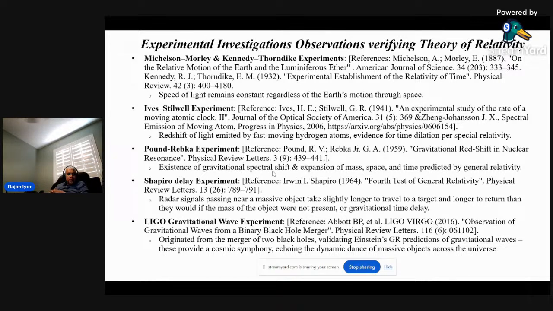So the LIGO gravitational wave experiment, that was fairly recent, shows the observation of gravitational waves from a binary black hole merger. So this originates from the merger of two black holes. When black holes merge, there's a high level of interaction that produces gravitational waves. This was predicted theoretically by Einstein's general relativity, and it was proven in a way by this observation of the binary black holes.